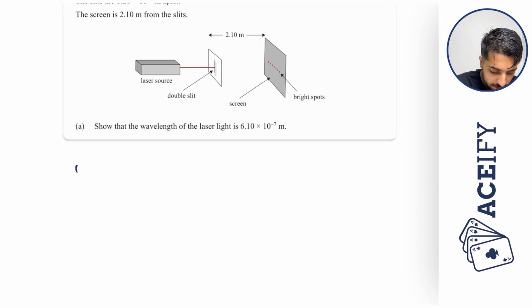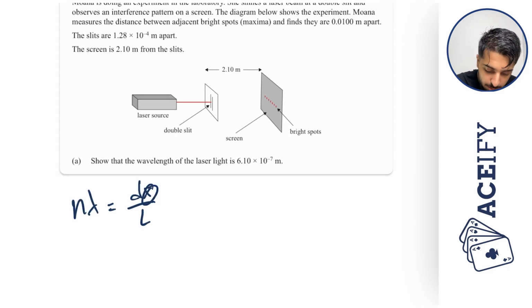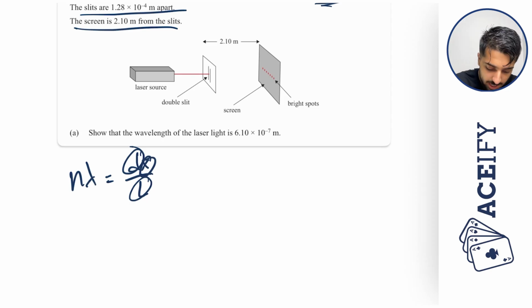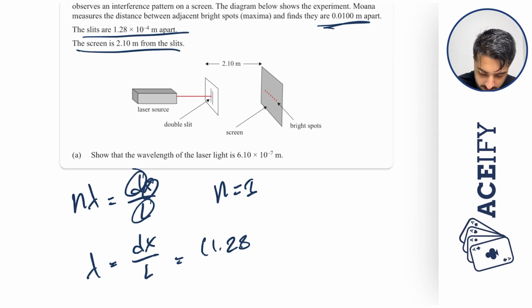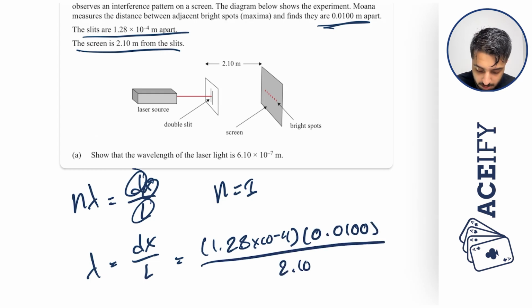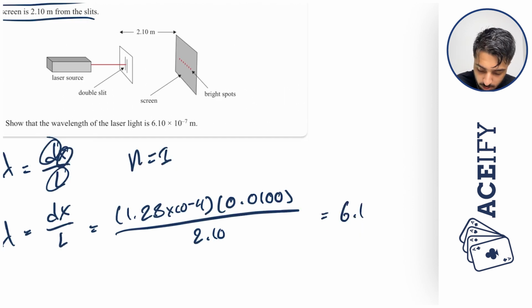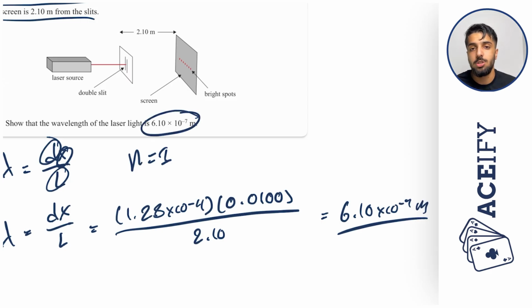So for this question, we can use our n lambda is equal to dx all over L. We know our x is the spacing between the maxima. We know our d is the slit separation, and our L is the distance from the screen. So if we set n is equal to 1, our lambda is going to be dx over L, and now plugging in our numbers, 1.28 times 10 to the negative 4, times 0.01, all over our distance L, which is 2.1 meters. And this gives a wavelength of 6.1 times 10 to the negative 7 meters. And as you can see, that is the value that we're trying to find.